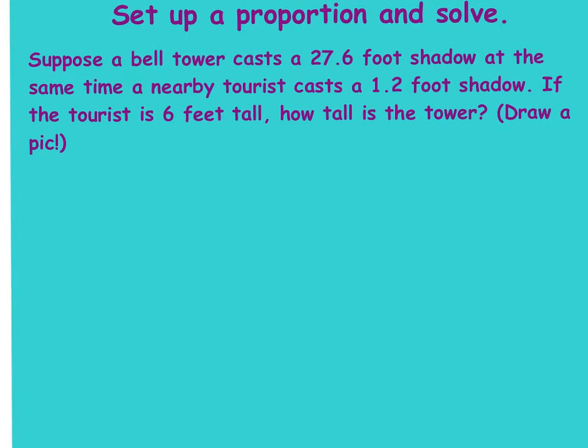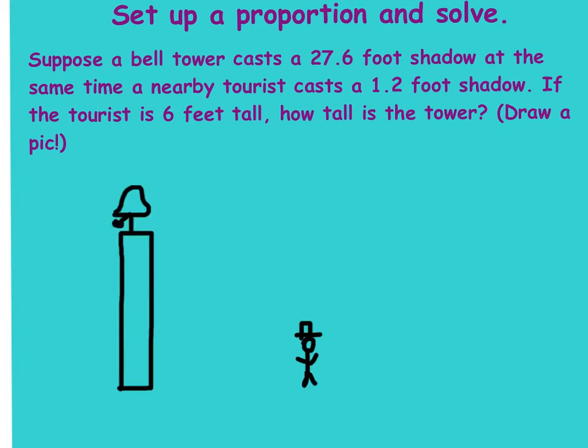Draw a picture. On your paper, you're going to need to draw your very own picture of a bell tower and then draw your very own picture of a tourist. Remember, a tourist is just a person, so you're going to draw a person. All right, so here's my bell tower and person. Not the best drawing, but I guess that's why I teach math.